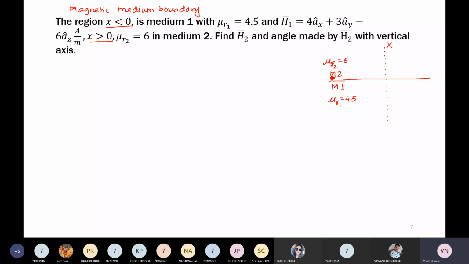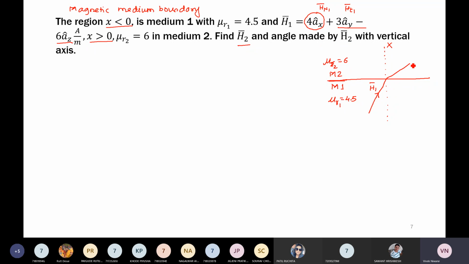We have H1 in medium 1, with the expression 4ax cap plus 3ay cap minus 6az cap. Looking at the diagram, we can say this is Hn1, and the rest of the two components will give us Ht1. The x-axis is perpendicular to the boundary. We need to find H2 and the angle made by H2.